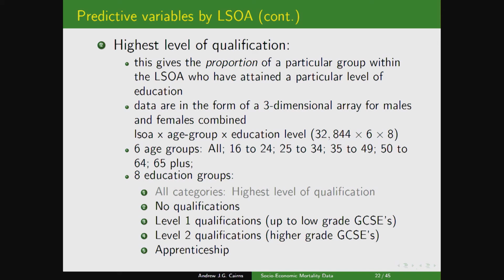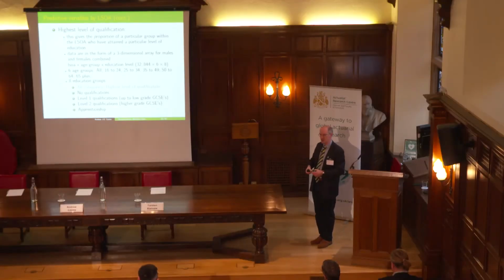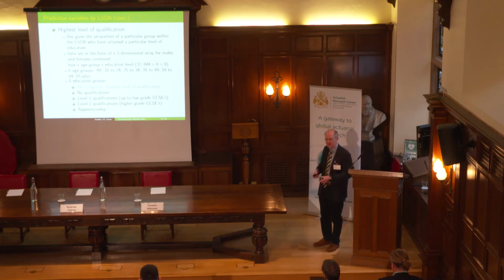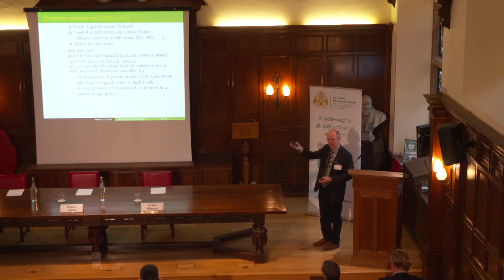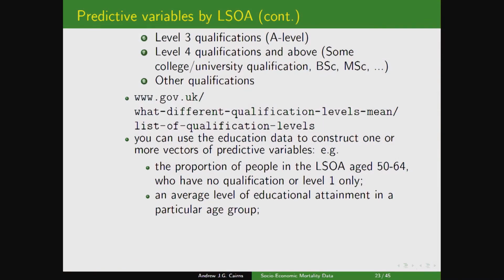So we have different age groups. You also have 8 different education groups. So the data that you can download will tell you how many people or what proportion have these different levels of qualifications, from no qualifications all the way up to bachelor's level and higher.